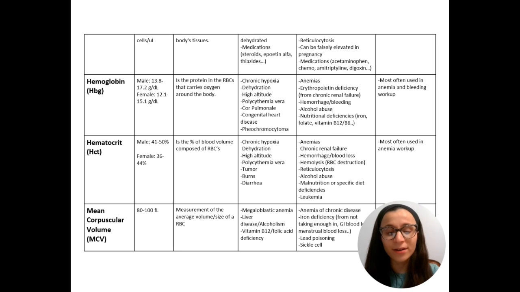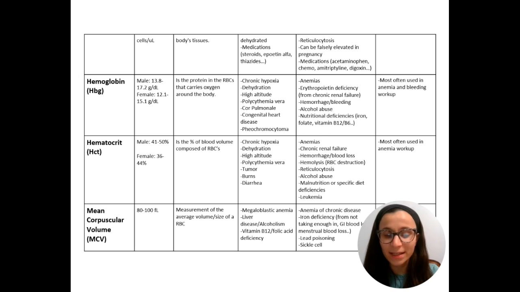trended. Hematocrit is a percentage, so it's the percent of blood volume composed of red blood cells. So it's pretty much almost going to be the same exact causes of high, same exact causes of low, and it's also used in anemia workup. Now we go on to mean corpuscular volume, MCV.